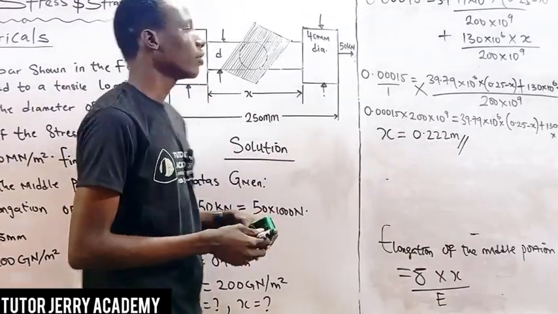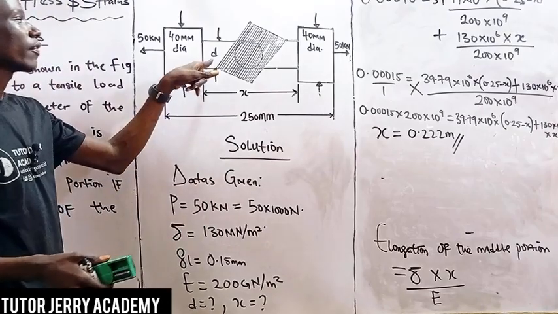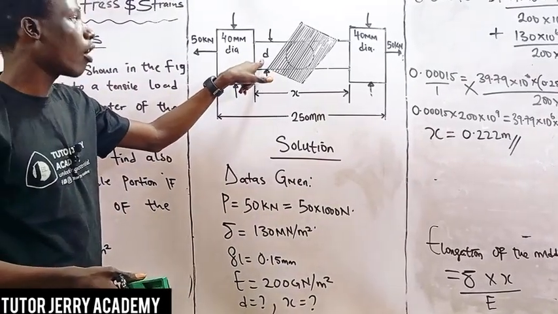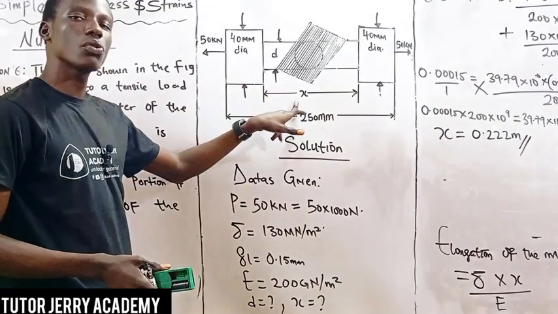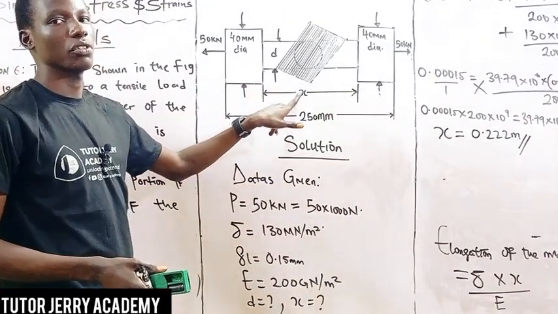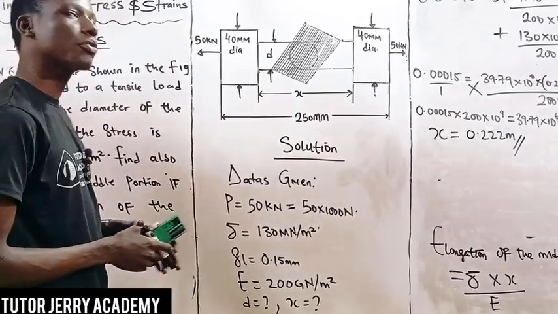So from here, you can see that we have successfully found the diameter of the middle section and also the length of this.